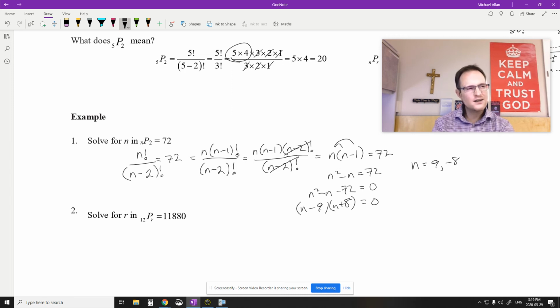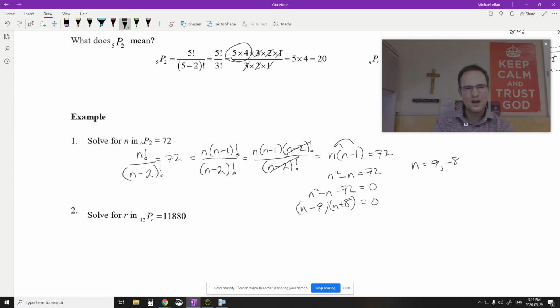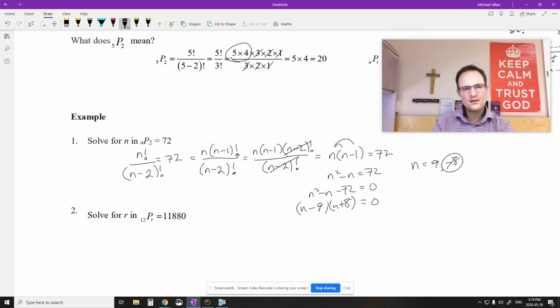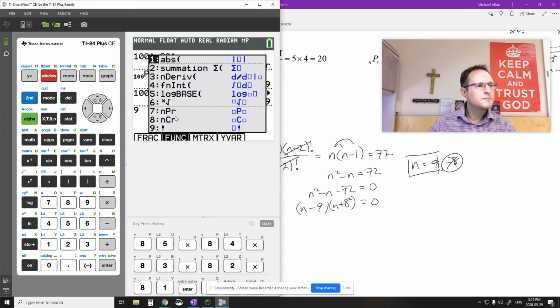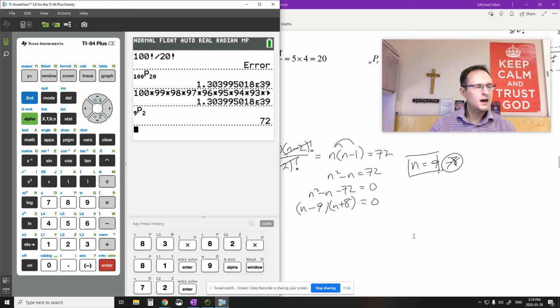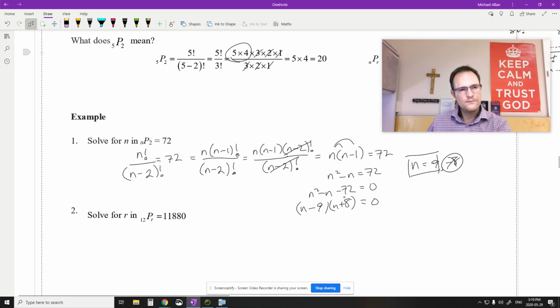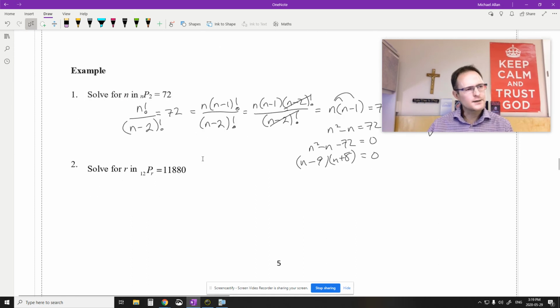And negative 8 doesn't work because n is a number of things, the number of objects. So this is an extraneous solution. So I really only have one answer. n is equal to 9. And we can double check. nP2, or sorry, 9P2. 72. Yeah, it works out. Cool. Verified that it works. Let's check out this next one here.